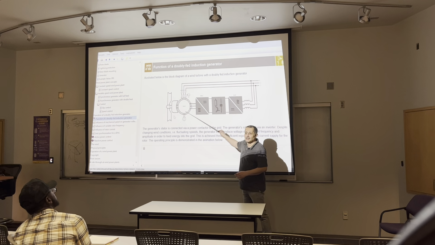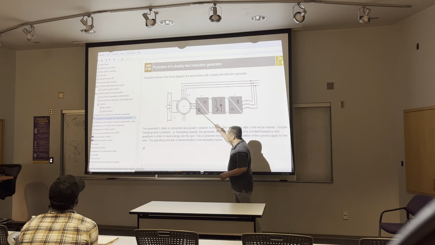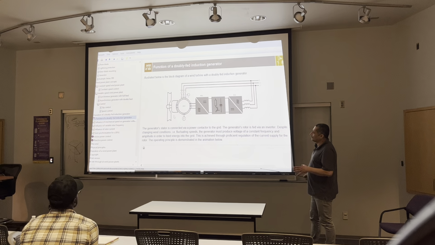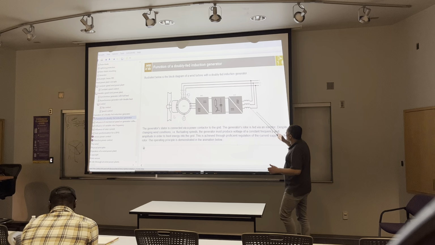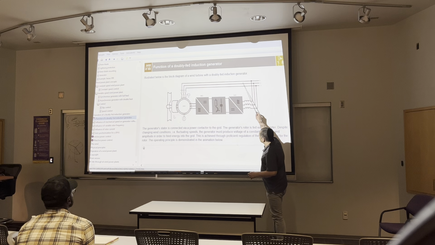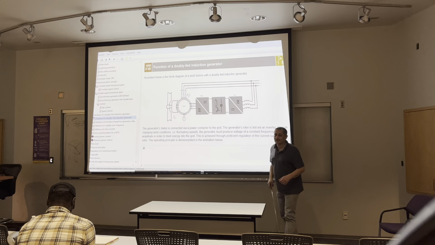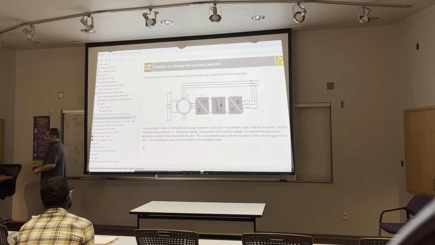The double feed induction generator. So here is the double feed induction generator, this one feed and this one feed. Part of the return voltage goes to the grid. The grid here. Okay. Part of this one goes to the grid.